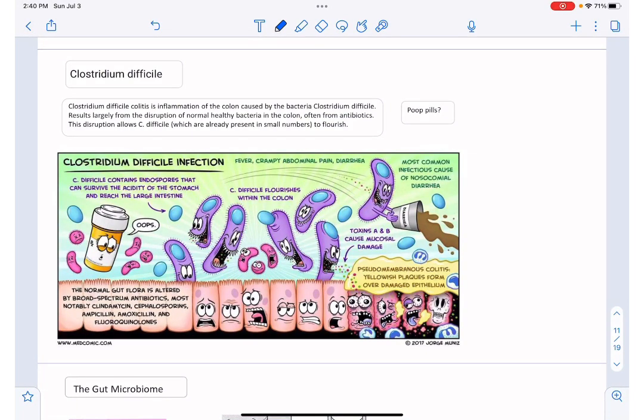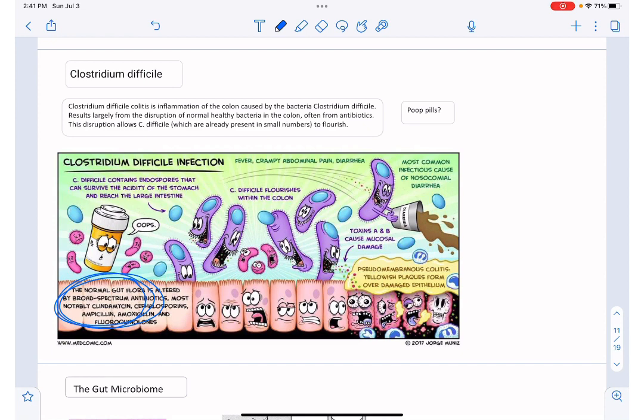And lastly, the last topic has to do with the bacteria called Clostridium difficile or C. diff. These bacteria are actually a normal part of the gut microbiome in the large intestine. But what can happen is that if the normal gut flora is altered, for example, if you take an antibiotic, it can wipe out most or all of the gut microbiome.